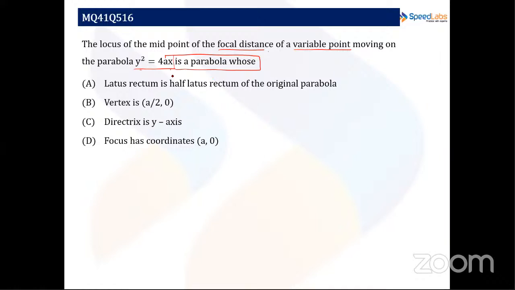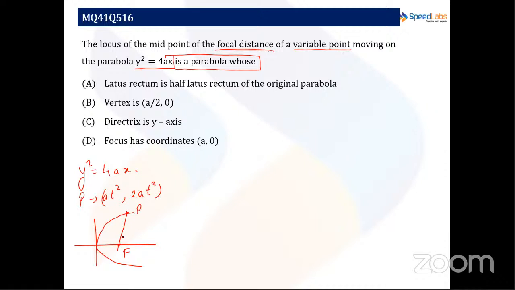So let's say we are having y square equals to 4x. In parametric form, let's say the point is (at square, 2at). Now we are also given the point of focal distance. The point of focal distance means if we are having this parabola, and this is our point, and this is our focus, so the midpoint, let's say M.